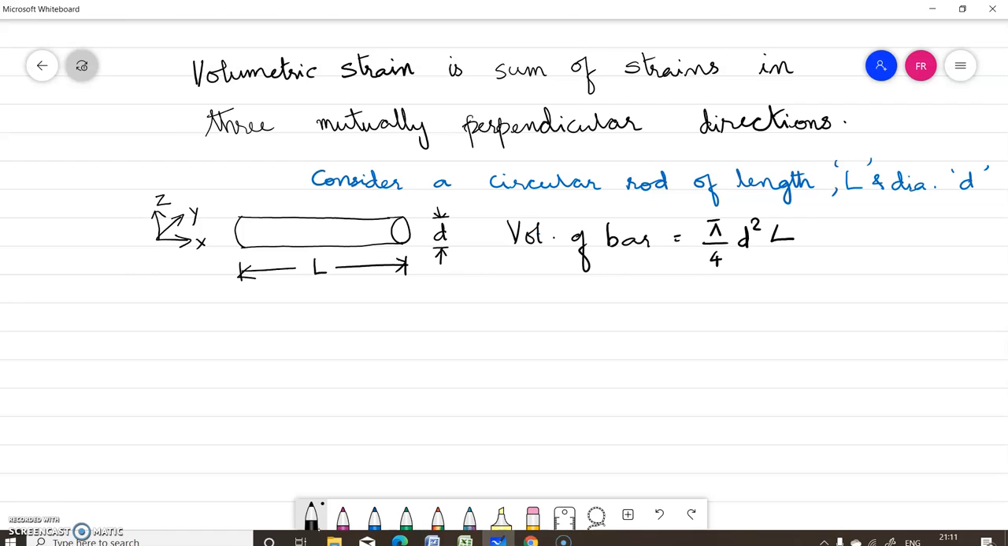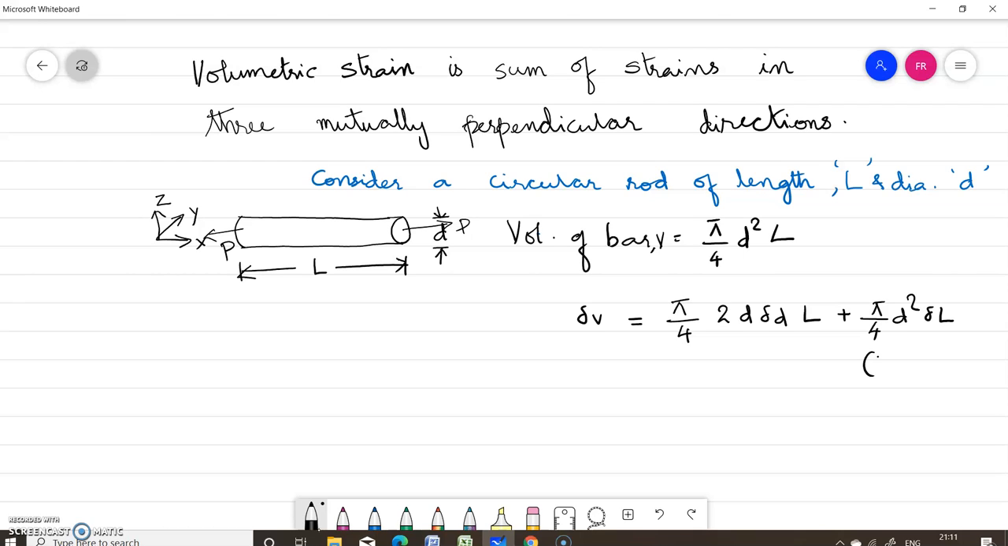Now if we are applying some load, there will be change in dimensions in all the directions. So since there is change in dimension in all the directions, there will be change in volume. So we can find out change in volume by differentiating both sides, that is delta V is equal to, pi by 4 is a constant. First we are taking the change in diameter, 2d into delta D into L plus pi by 4 d square into delta L.